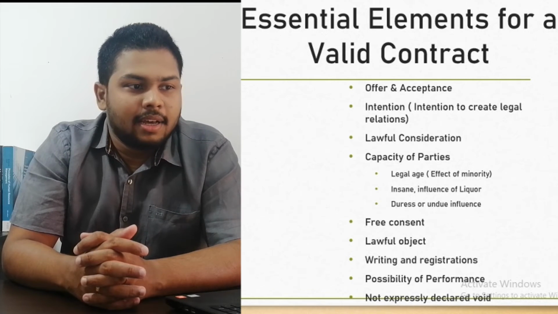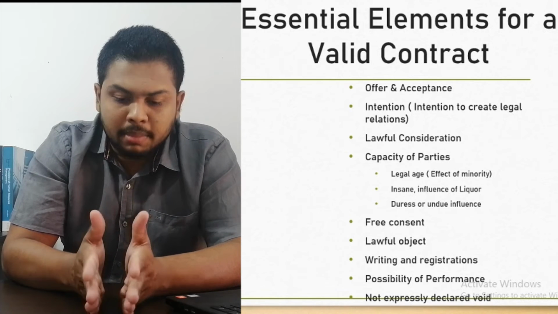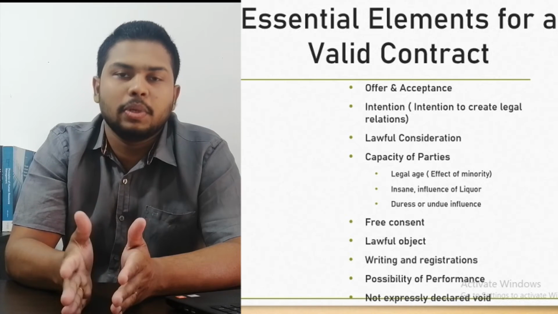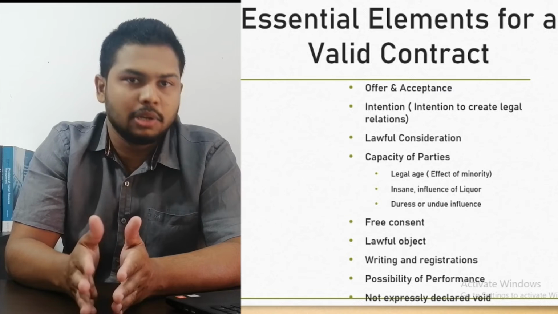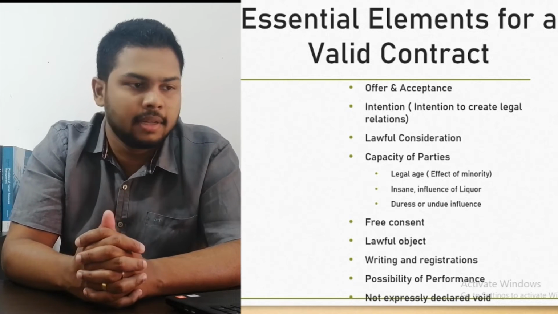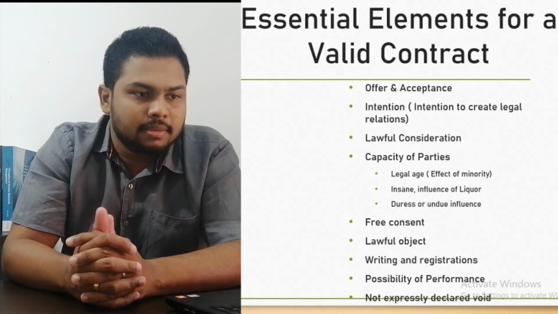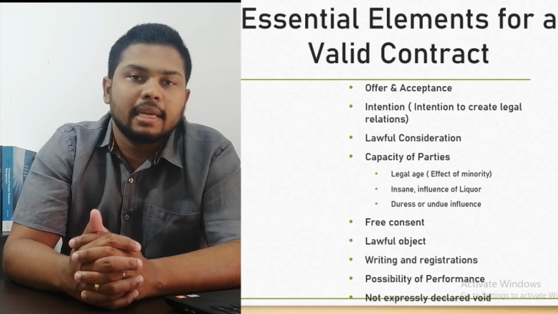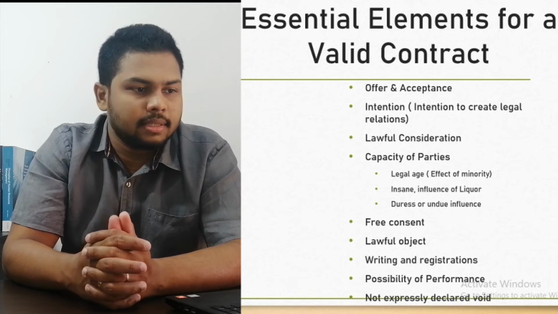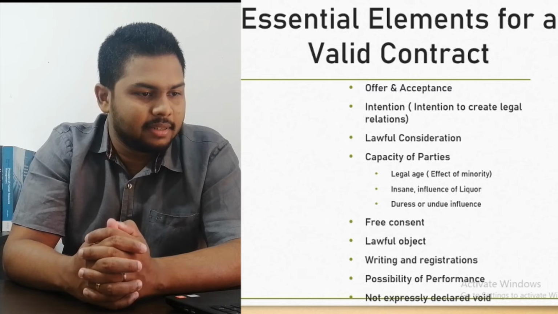Fine. Okay, there are basic elements in valid contracts. To become a valid contract, a contract has to include these things. So I'll tell you the list first, and we'll discuss all these things in our next lessons as well. The first one is offer and acceptance. Then intention, that is what we call legal intention, the intention to create legal bounds. And lawful consideration, capacity of the parties.